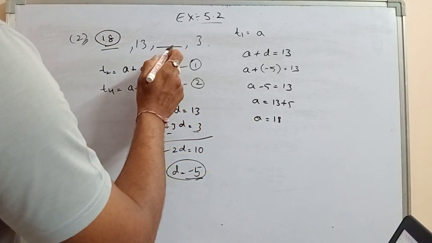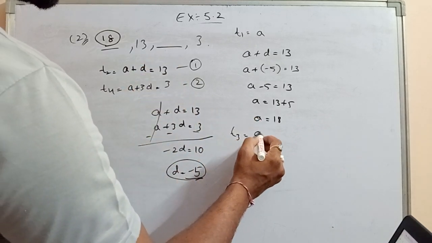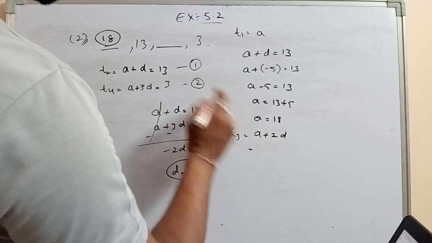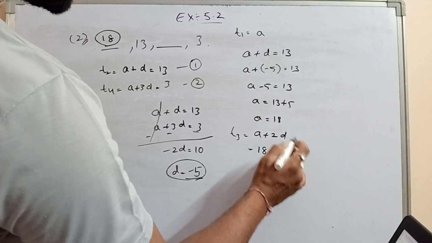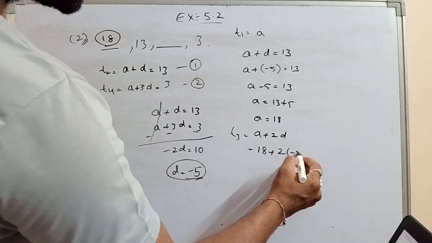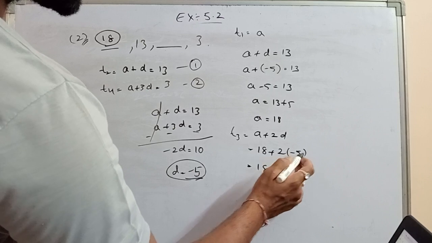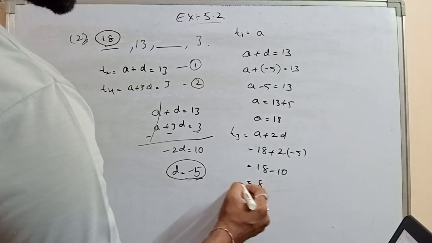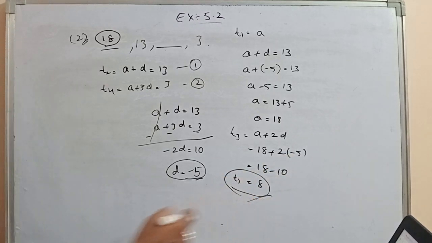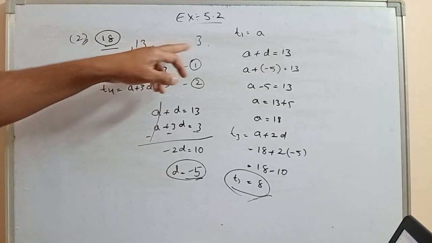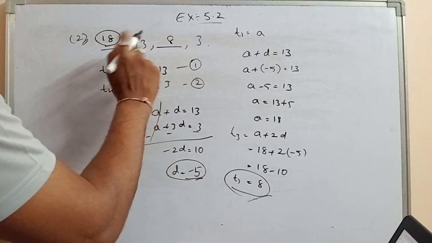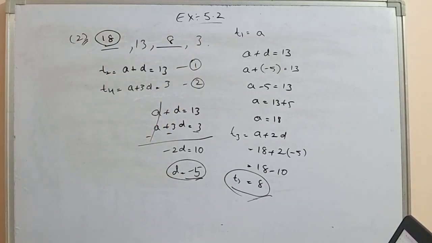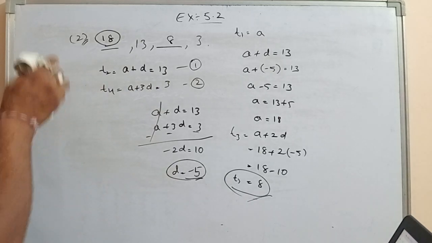And the third term, T3 is equal to a plus 2d, which we have to find. What is the value of a? We know a is 18, plus 2 into what is the value of d? The common difference d is minus 5. So 18 minus 10 will be 8. So T3 will be 8. So it is decreasing: 13 has become 3, 18 has become 13 and 13 has become 8. It is a decreasing arithmetic progression. Understood? Let's move on to the third problem.